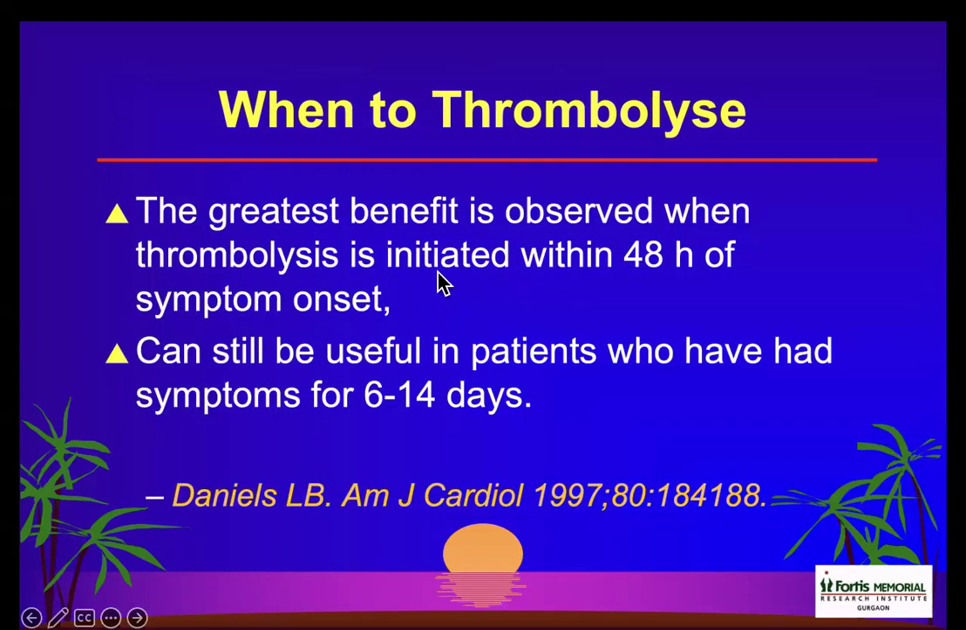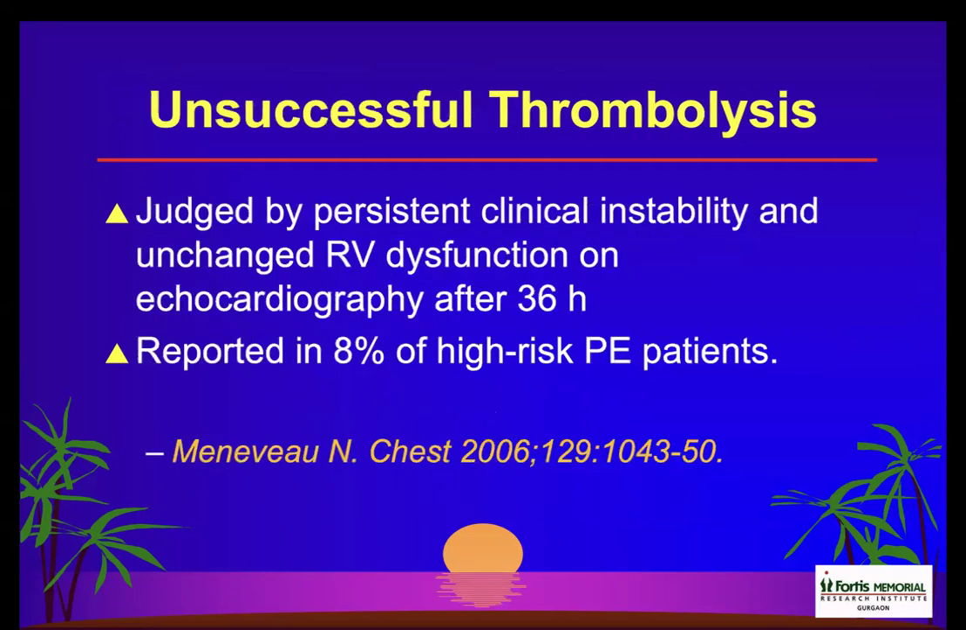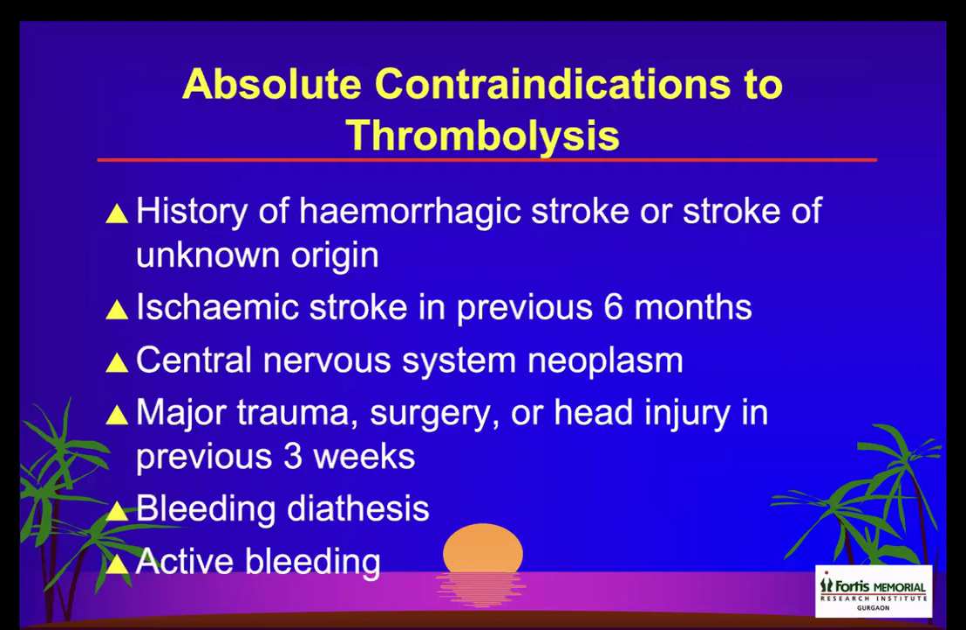Now, when to thrombolyze? The greatest benefit is observed when thrombolysis is initiated within 48 hours of symptom onset, but it can still be useful in patients who have had symptoms for 6 to 14 days. So delayed thrombolysis can also be given if the patient develops hemodynamic instability at any point of time and the patient is on anticoagulant. Unsuccessful thrombolysis is judged by persistent clinical instability and unchanged RV dysfunction on echocardiography after 36 hours, and has been reported in close to 10% of high-risk pulmonary embolism patients. So 1 in 10 patients may not respond to thrombolysis therapy, where other options like surgical embolectomy or catheter-directed thrombectomy may be considered.